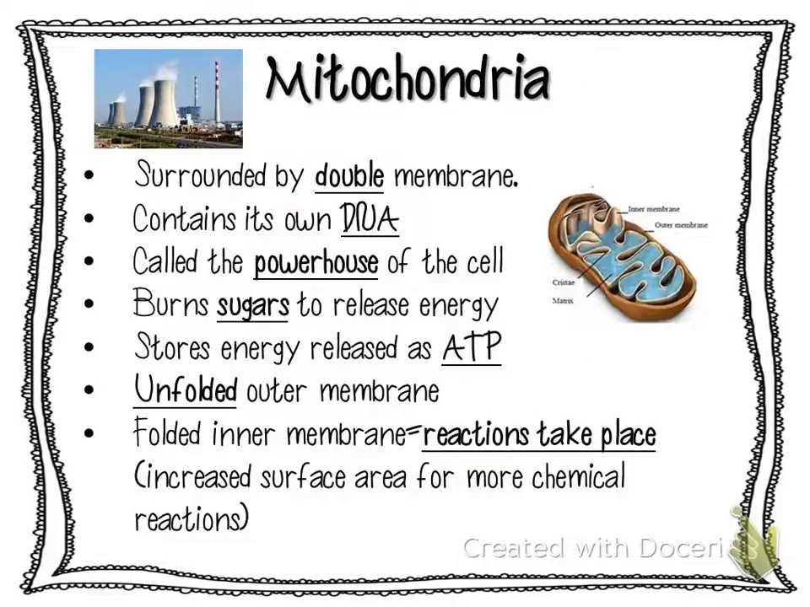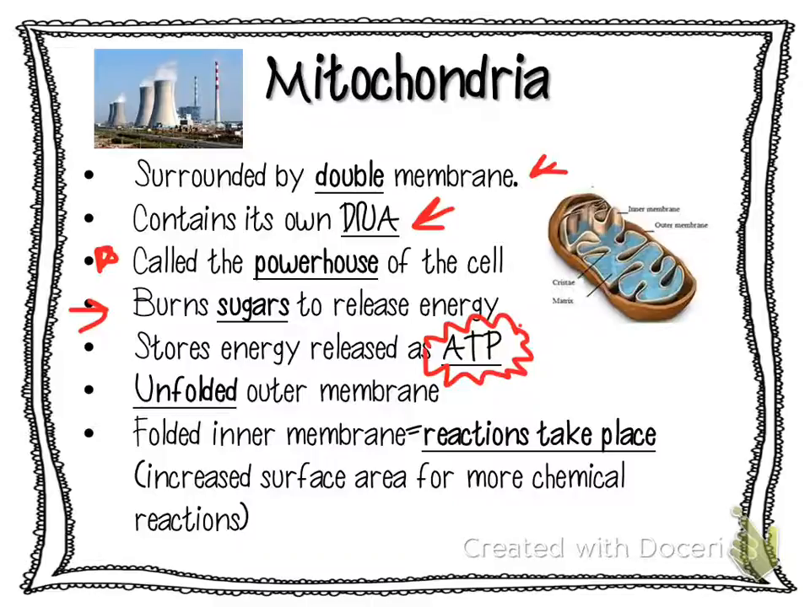All right, the mitochondria is the powerhouse of the cell. It's surrounded by a double membrane, and we know that it contains its own DNA because we've discussed this when we talked about the endosymbiotic theory. The role of the mitochondria is to burn sugars to make energy for the cell. Okay, energy in the cell is called ATP, right? And we'll talk more about that when we talk about cellular respiration.